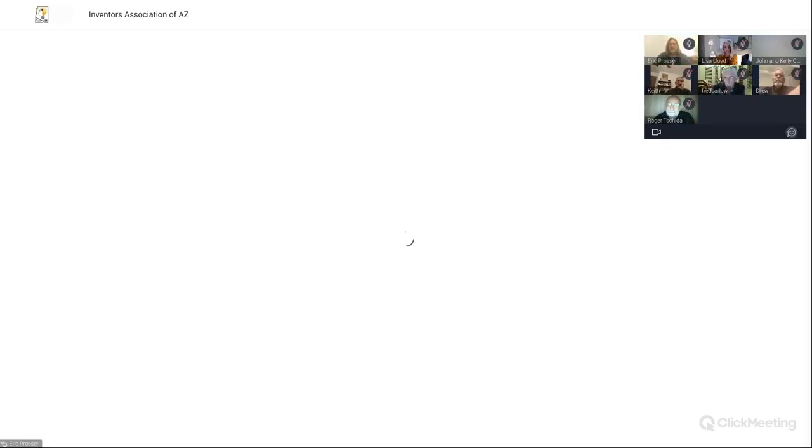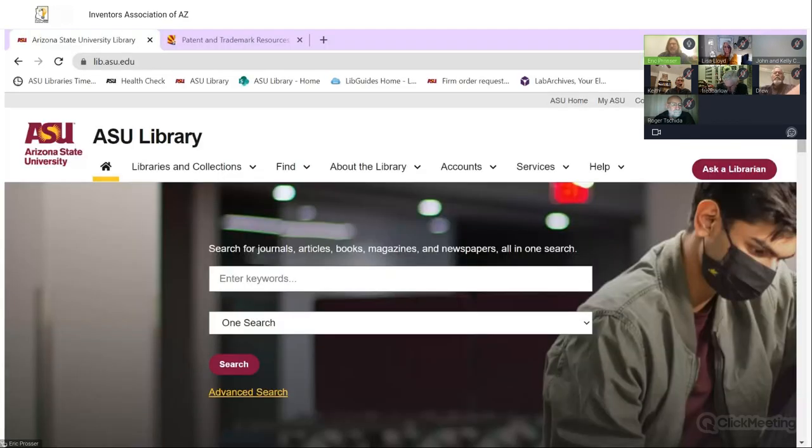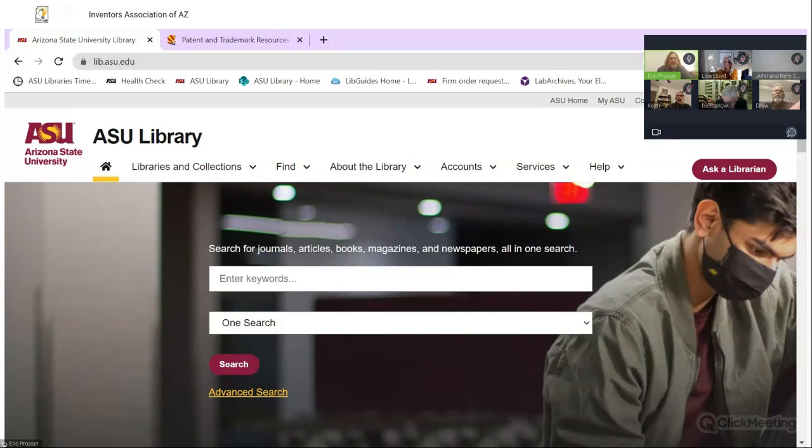And this time we are going to the library's homepage. And I am dropping that URL into the chat right now. I did that ahead of time. So yeah, our ASU Library's website is lib.asu.edu. Kind of easy to remember. And this is kind of the gateway to everything that we have in our library.